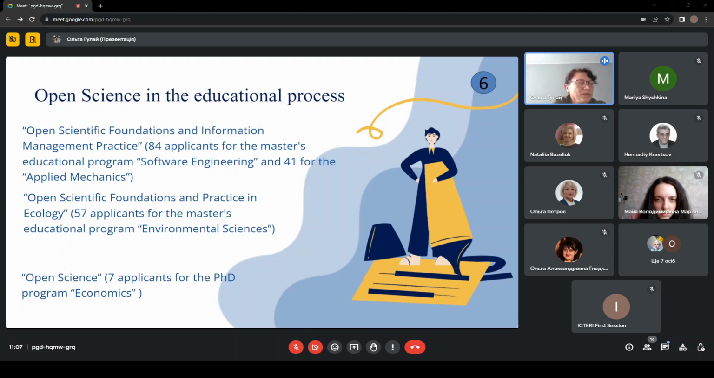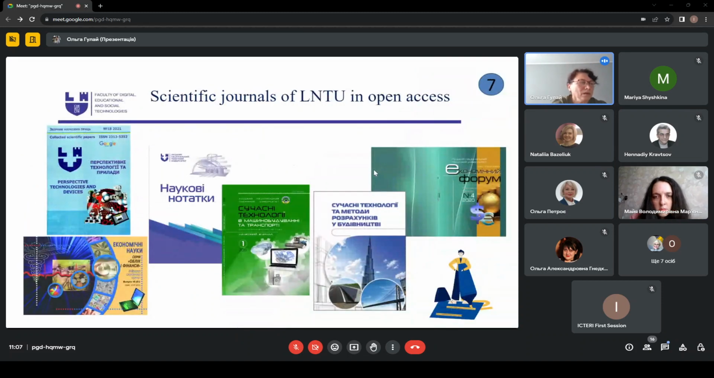The openness of assessment is illustrated by open access to academic performance of students and the results of a survey on the quality of the educational process. Openness in the scientific aspect is demonstrated by scientific journals of LNTU, whose publications are in open access. There are the scientific journals Computer Integrated Technologies, Education, Science, Production, Economic Forum, Technological Complex, Collection of Scientific Papers, Economic Science and Scientific Notes, Student Scientific Bulletin.